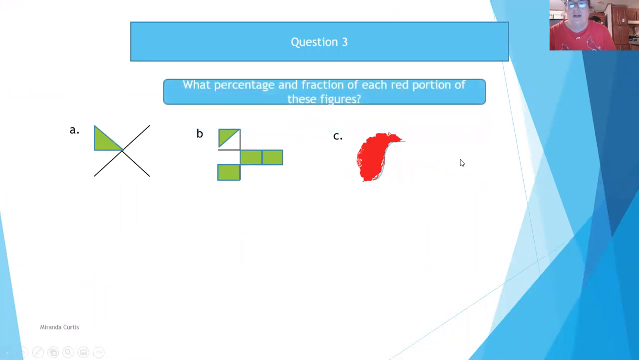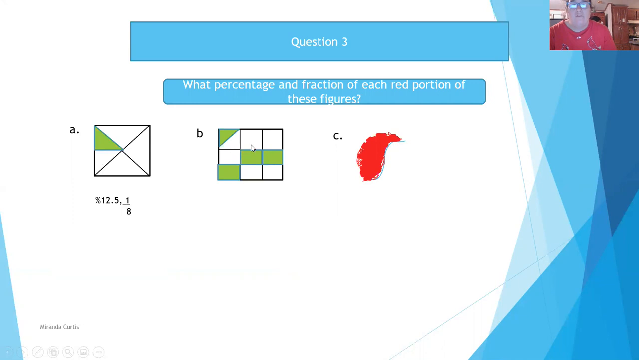Our next question is question 3. What percentage and fraction of each figure is red or green? Okay, so A, we see we have a square, and we have 1, 2, 3, 4 parts. So with this being half of that, it's going to give us 12.5%, and it's going to be 1/8 of the square that is green.